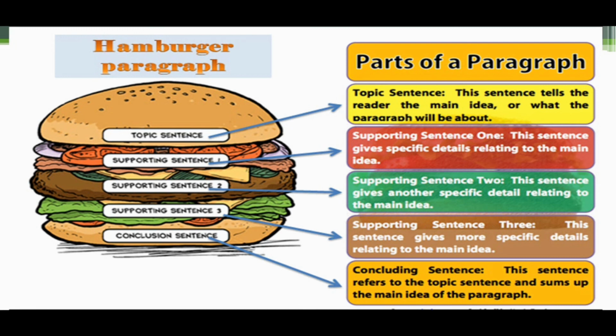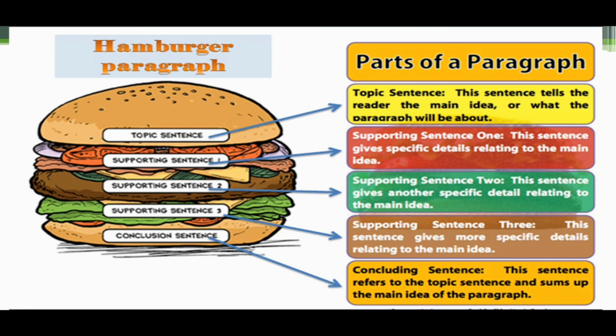This is the example of teaching paragraph. These are the parts of the paragraph. First of all, we have the topic sentence. In the topic sentence, this sentence tells the reader the main idea or what the paragraph will be about. And we have now again 3 supporting sentences. In the end, we have the concluding sentence.